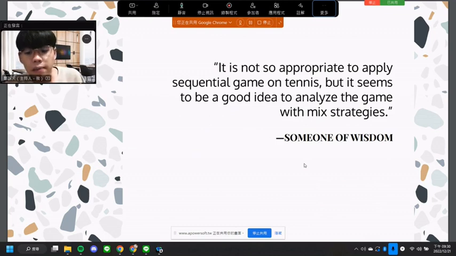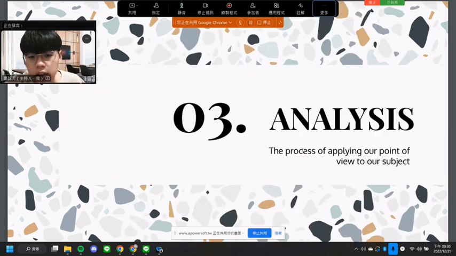Someone of wisdom has said that it is not so appropriate to apply a sequential game to tennis, but it seems to be a good idea to analyze the game with mixed strategies. Now, let's start to analyze. This part will be introduced by my partner Xinbao.